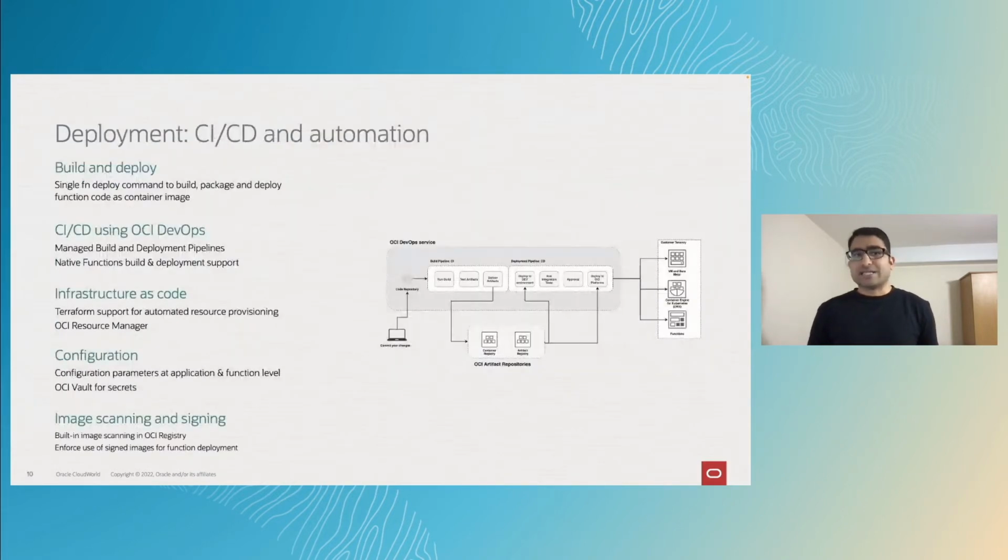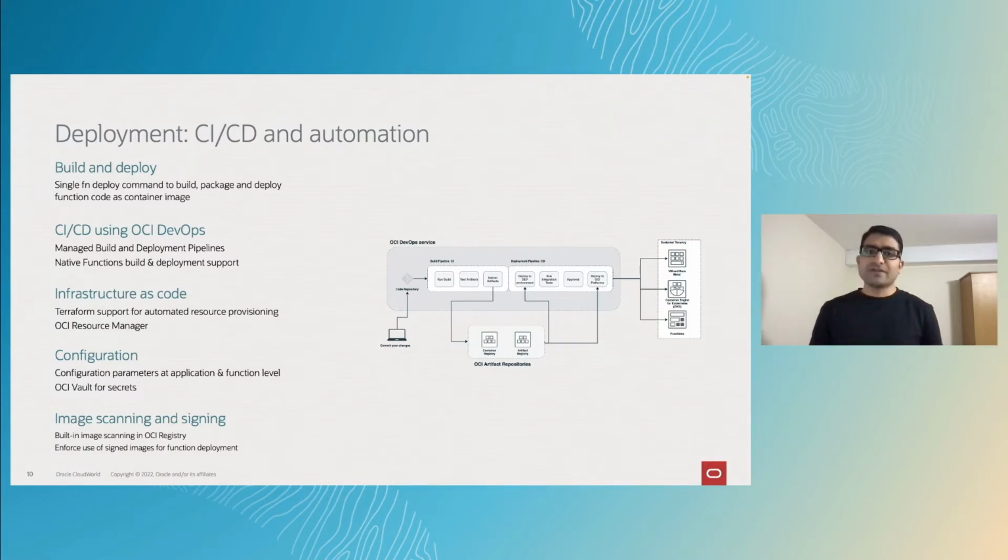Once a function is developed, it can be deployed in OCI using a single CLI command called fn deploy. This command performs all the deployment operations, including building the code, packaging it into an image, pushing that to a registry, and then deploying it as a function in OCI.